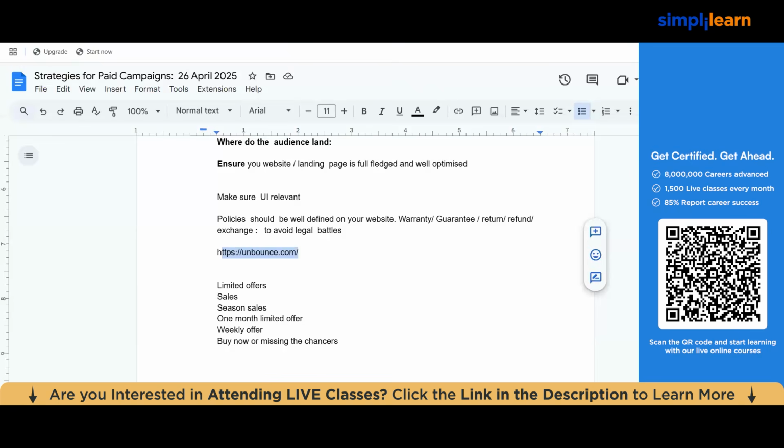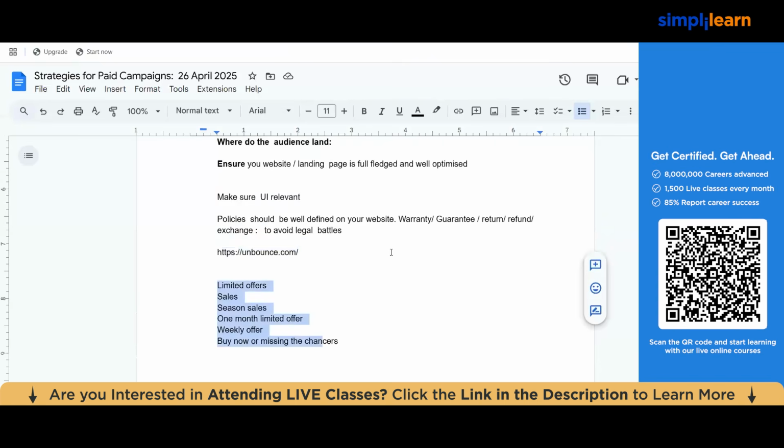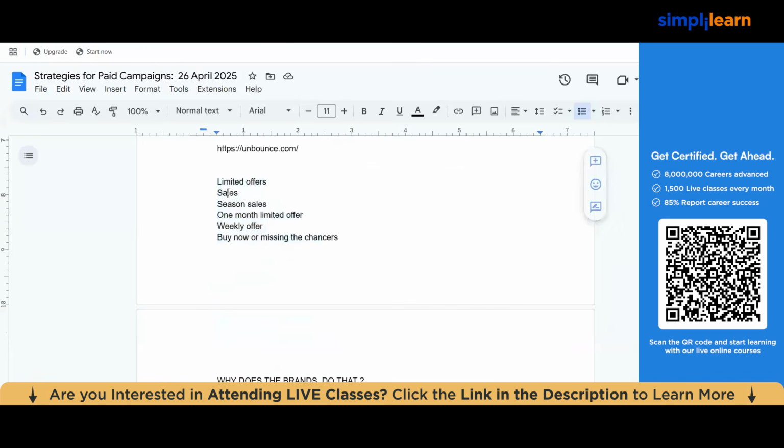You can check a few aspects that we should ensure on the landing page, apart from the policies and some of the important warranty or returns guarantee policies. That is a must because, as I said, it may otherwise take you into legal troubles. And apart from that, we need to ensure these kinds of offers are there because this works as a hook. If you are running any sort of campaign, we have to do that.